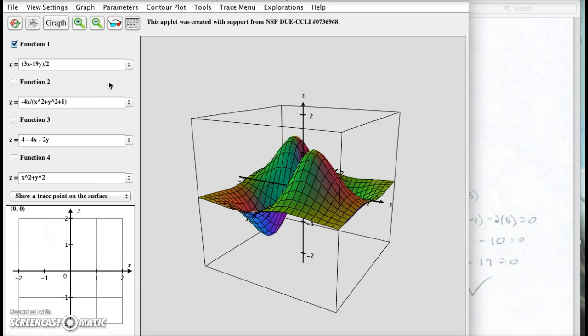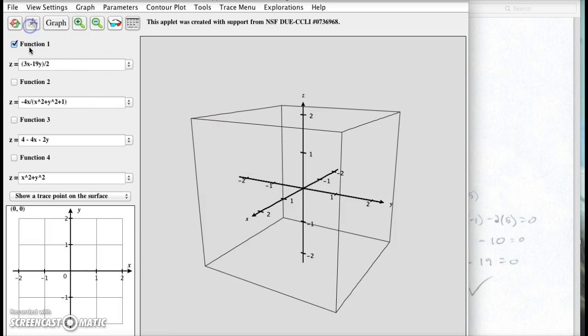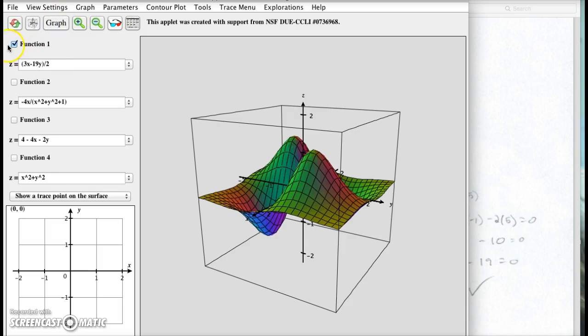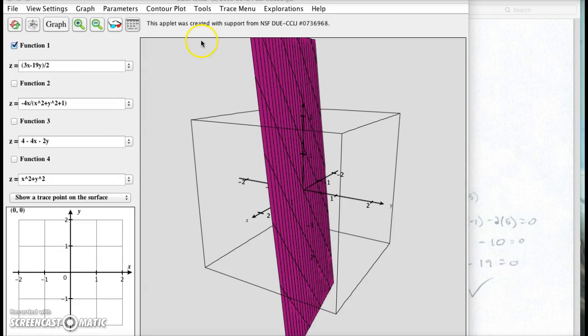So here if we go to the applet, as you see, I already typed in my equation, which is 3x minus 19y divided by 2. Graph that, if it works. The applet stopped working for a second. I had to restart it. But as you see here now, I graphed my plane, I put in the equation, and this is the plane that it would give you.